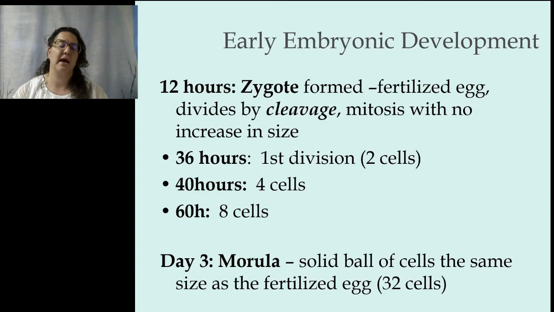And this happens roughly 36 hours after ovulation. Then a little bit later, it will divide again into 4 cells and then into 8 cells. By day 3, it's a morula, which is a solid ball the same size as the fertilized egg, consisting of roughly 32 cells. So 3 days after ovulation, you'll have an egg-sized zygote that contains about 32 cells, known as a morula.